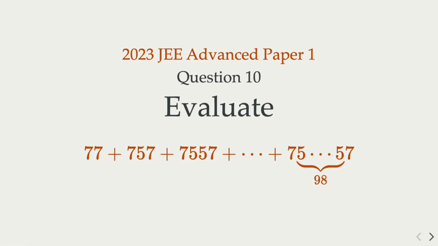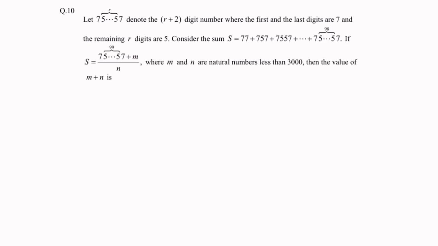We're going to look at a problem from JEE Advanced 2023. Now this is an algebra problem, and here we're given this sort of summation. Let's go to the problem. We have this kind of pattern here with r digit 5, and there's 7 on both ends. So the total is going to be an r plus 2 digit number. And then we're going to have the summation here from 77, 757 up to the one with 98 of 5s.